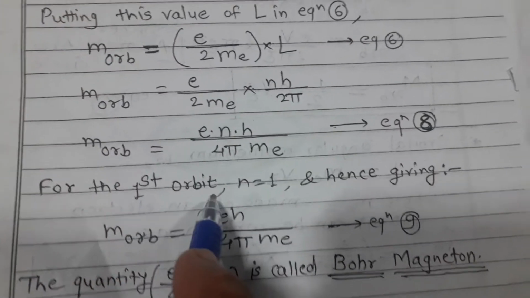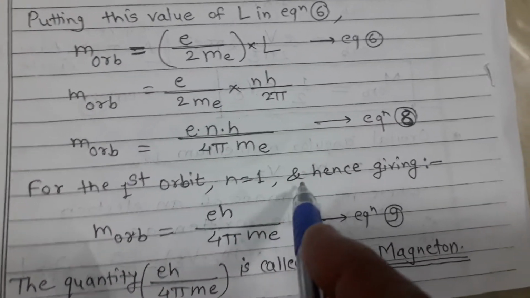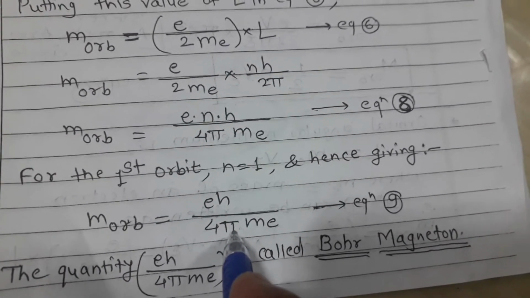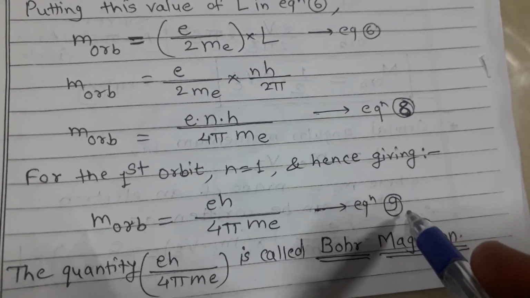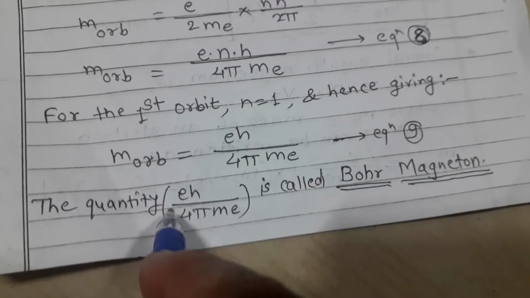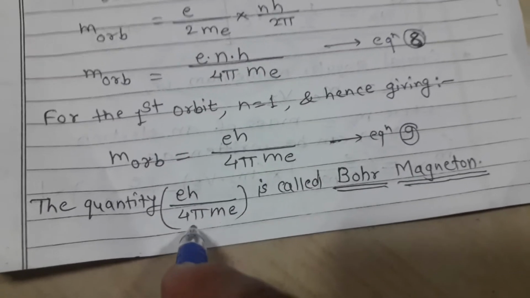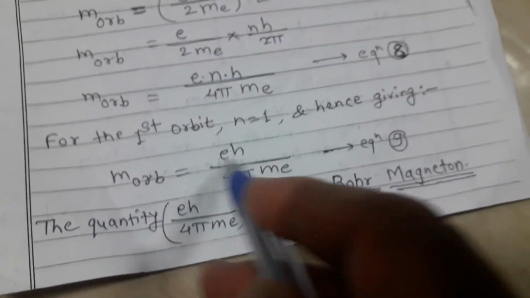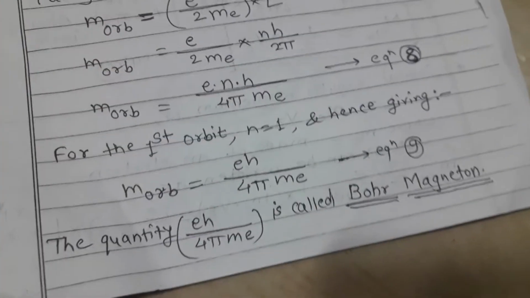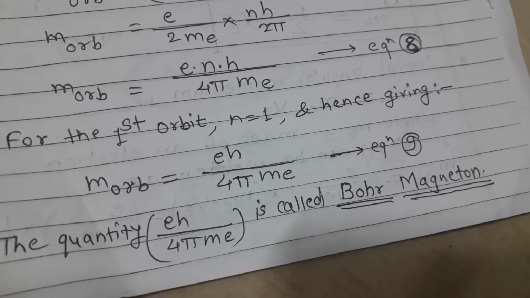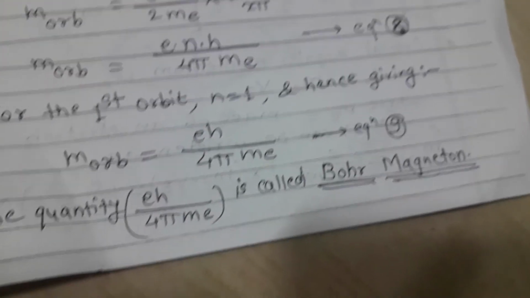For the first orbit, n is equal to 1 and hence m orbital is equal to e into h divided by 4 pi m e. Equation number 9. The quantity e into h divided by 4 pi m e is called Bohr magneton. That is this quantity. The quantity e into h divided by 4 pi m e is called Bohr magneton.